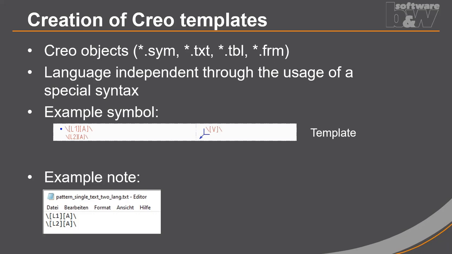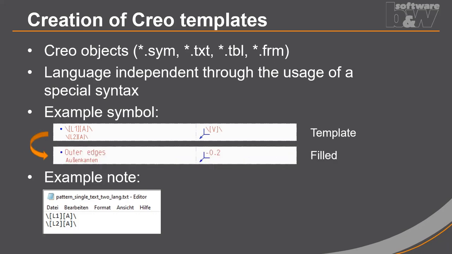First of all, very important, the templates are created language independent. So there is no English word or German word within it, only a special syntax. In the example here, the symbol shows there is an A and a V, which are two prompts filled with textual content, and the prefix L1, L2 means that in the upper line the main language is entered and the secondary language in the line beneath it. So how does it look when SMARTAnnotate fills it? You see that the first language is English and the second language is German. And the user may also have entered or chosen a value like minus 0.2.